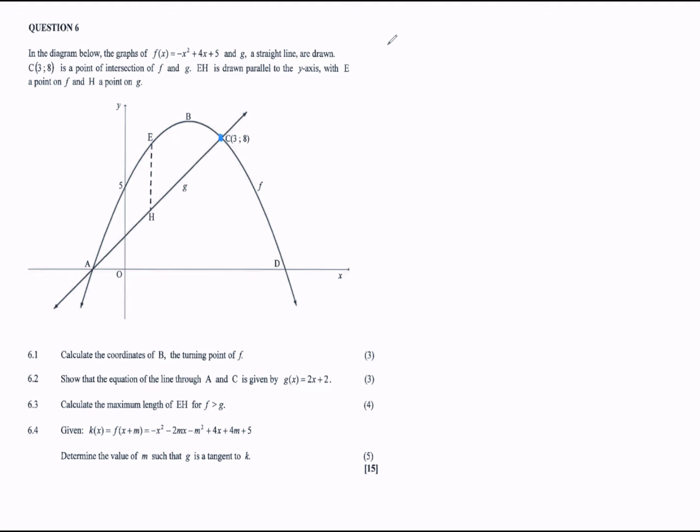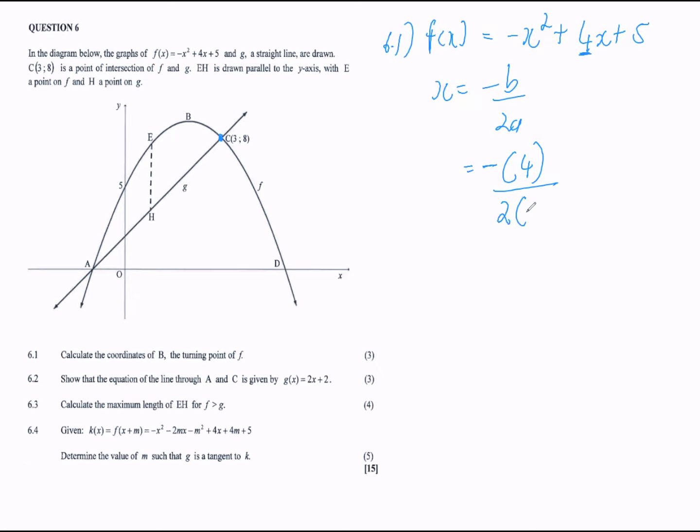Now, obviously, this is a classic question. We know that if we want to calculate the coordinates of the turning point, we have to apply the axis of symmetry formula. So we start by getting the axis of symmetry using x = -b/2a. Now we know that our value of b is that one, so we have negative and then put the value of b. Our value of a is the coefficient of x squared, so this is 2 times negative 1, 2(-1). So that's -4 divided by -2, which will give us 2.